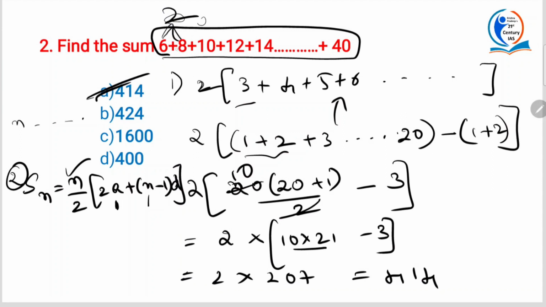Here the common difference is 2. That is 8 minus 6 is 2. 10 minus 8 is also 2.